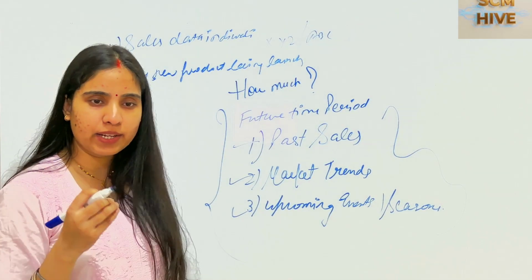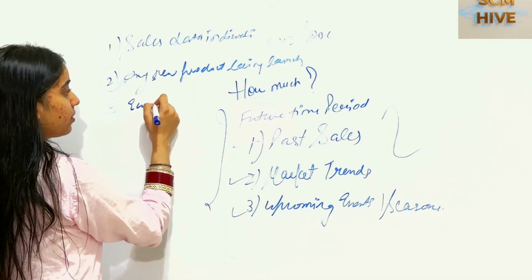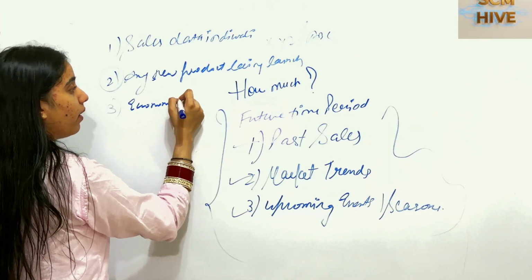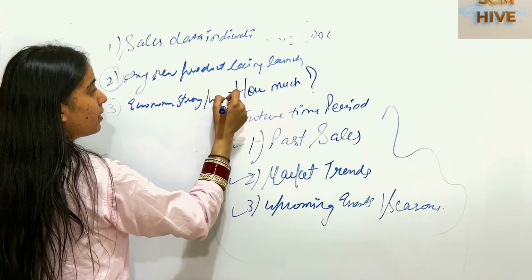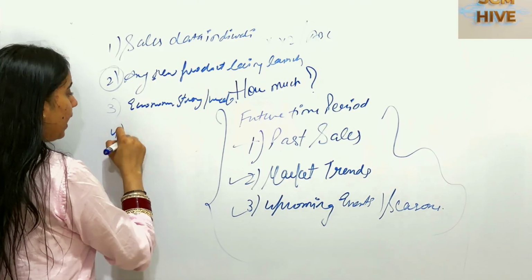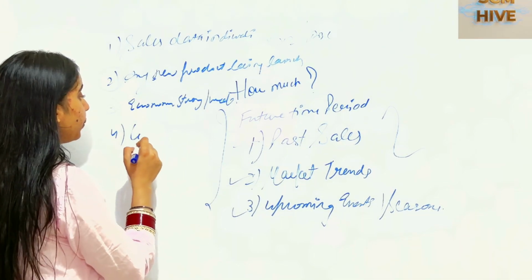Third, is the economy strong or weak this year? Of course, whether the economy is strong or weak will hugely impact sales. And the fourth and last point, what are the competitors doing?